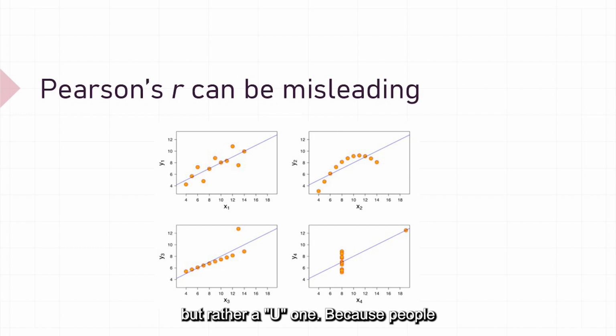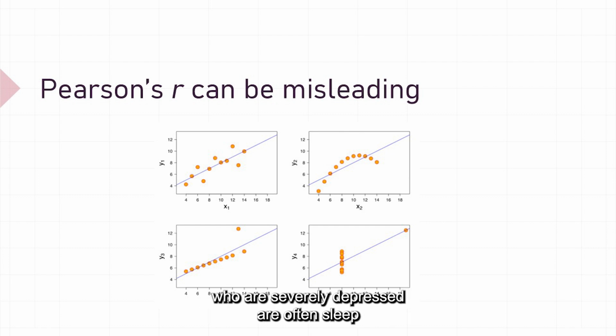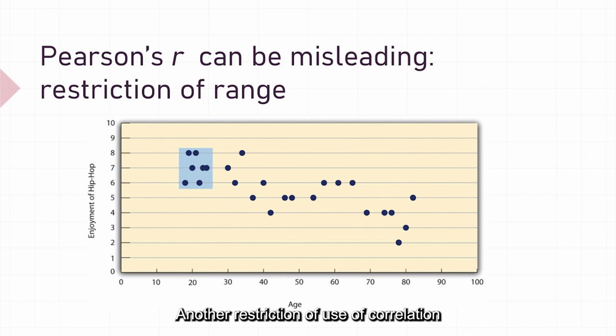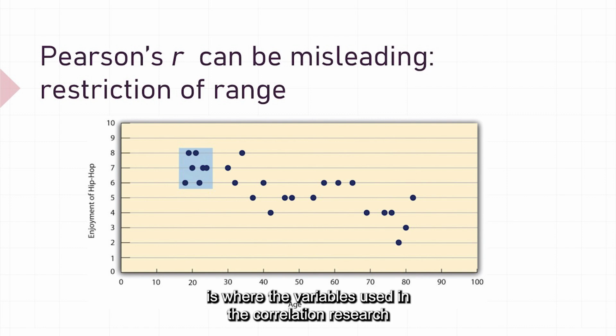format, because people who are severely depressed often sleep either more than 8 hours or way less than 8 hours. Another restriction of use of correlation is when the variables used in the correlation research have a limited range in the sample relative to the population.